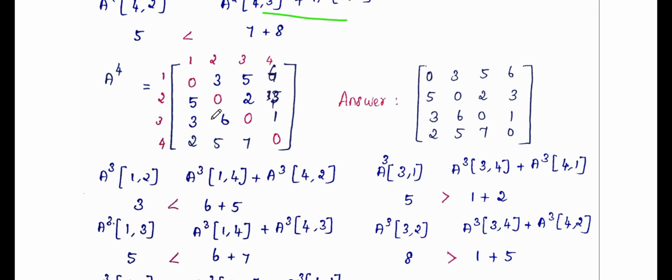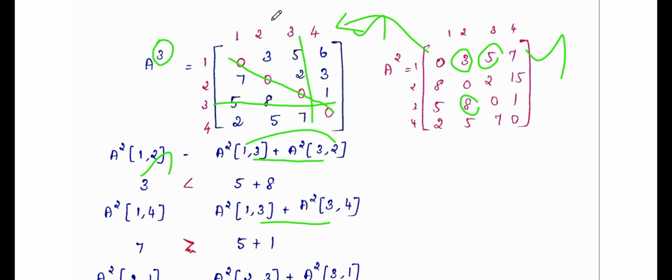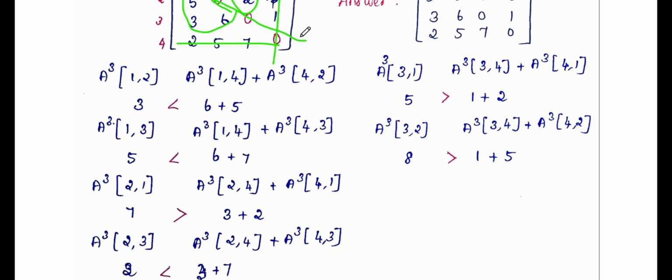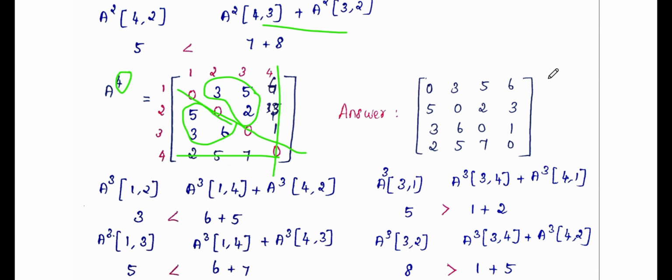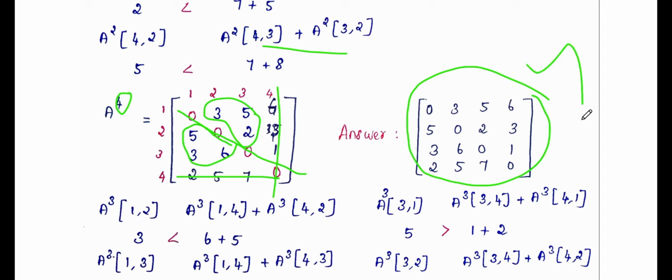So in A4, all diagonal values are 0. Then in A4, the 4th row and 4th column need no change. You find the remaining values only, using the intermediate vertex 4. So using the values from the A3 matrix. Okay, A3 matrix. So this is after the update. This is the correct output. Okay, this is the correct shortest distance for all pairs. This is the final answer.